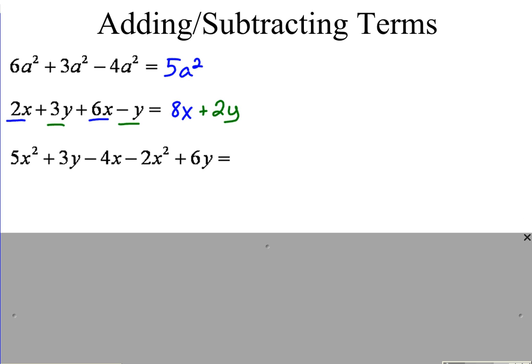5x squared plus 3y minus 4x minus 2x squared plus 6y, like terms. 5x squared minus 2x squared gives us 3x squared. 3y plus 6y gives us 9y. Finally, we have negative 4x, which is not a like term with any of the others. So our final answer is 3x squared plus 9y minus 4x.